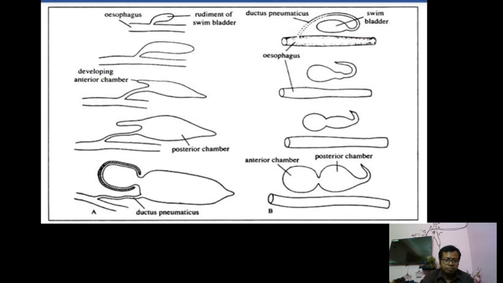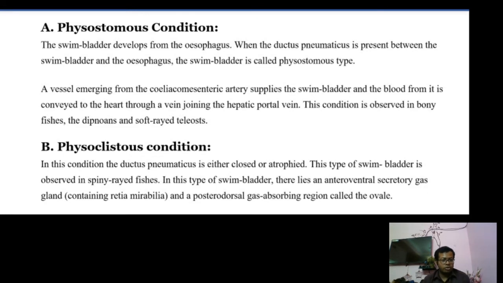You can see this is the rudimentary swim bladder that is developing in the embryo. It is getting enlarged, and now the anterior chamber is forming here. The anterior chamber is enlarged in this picture, and this is the fully formed swim bladder. This is the anterior chamber, this is the posterior chamber. But the connection, that is the ductus pneumaticus, which connects the swim bladder with the esophagus, is still present there. Therefore, it is the physostomous condition.